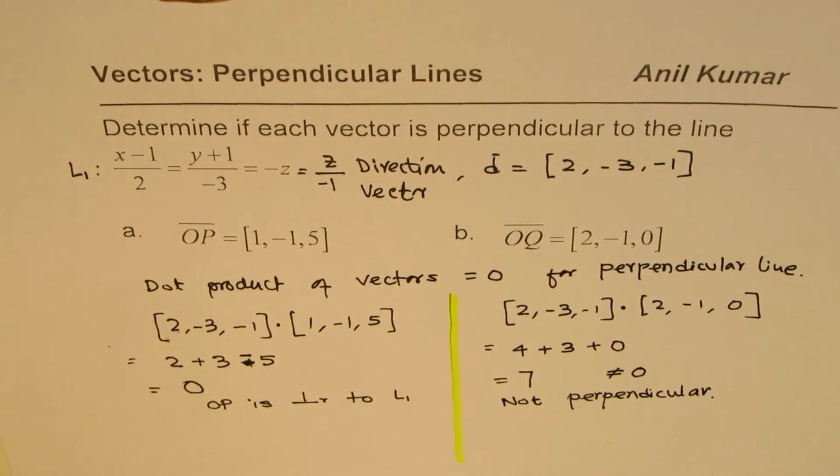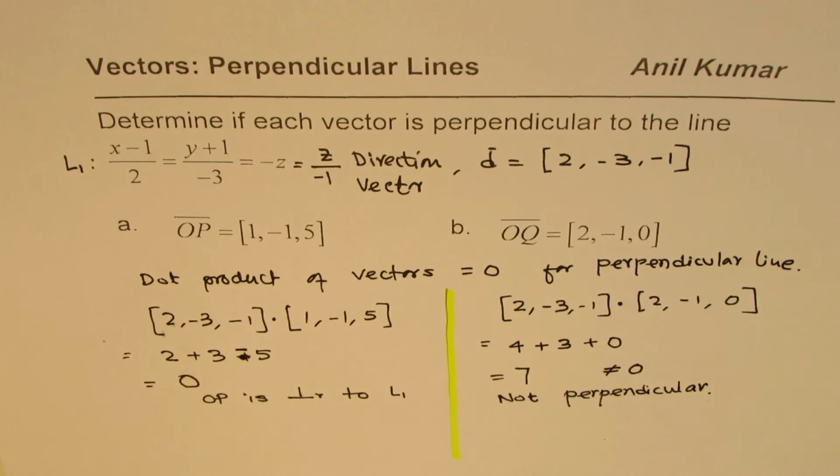Right. So this is a simple test, the dot product, which tells you whether two vectors are perpendicular or not.